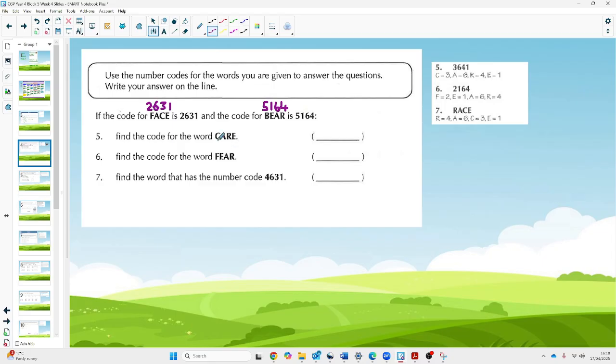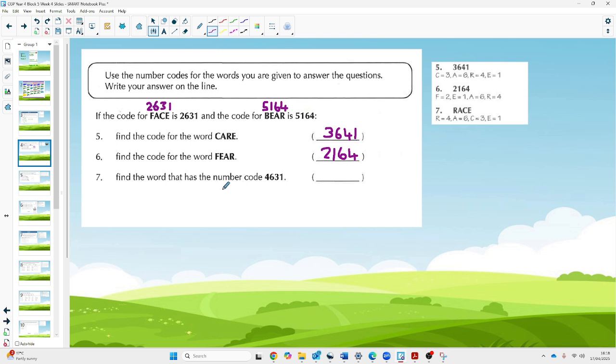So we're going to look for the C, which is obviously the 3. The A is a 6. The R is a 4. And the E is a 1. So 3641. Then for fear, we've got 2 for the F. E is 1. A is 6. And R is 4.